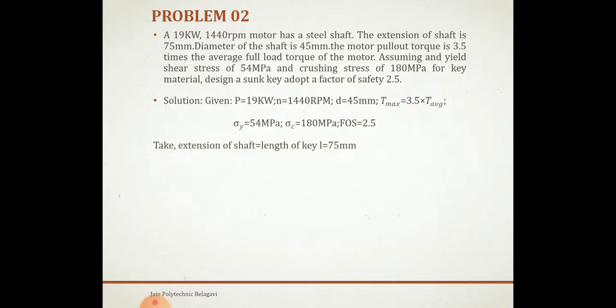Now we'll take the extension of the shaft equal to the length of the key, that is 75 mm, which is already mentioned in the problem. Whatever stresses they have mentioned here are the maximum stresses, and we always have to use the allowable stresses. So divide the given stresses by the factor of safety to get the allowable stresses. So 54 by 2.5, how much? That is 21.6. That will be our allowable shear stress.